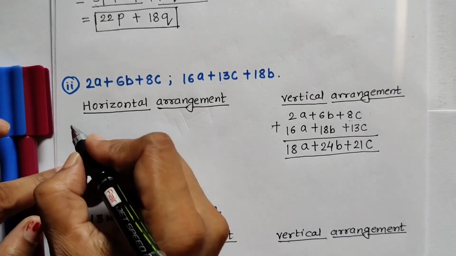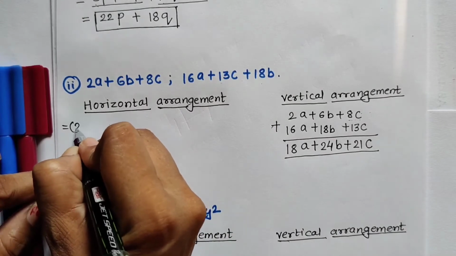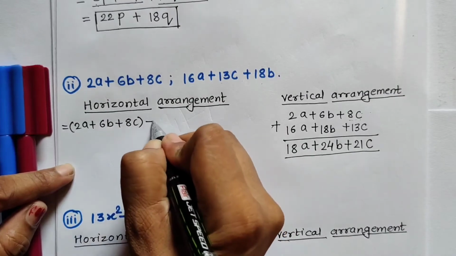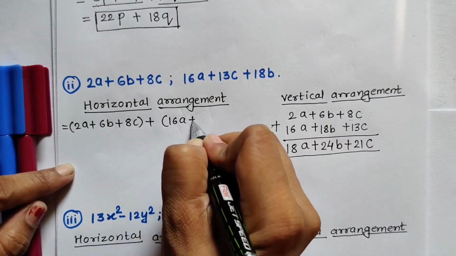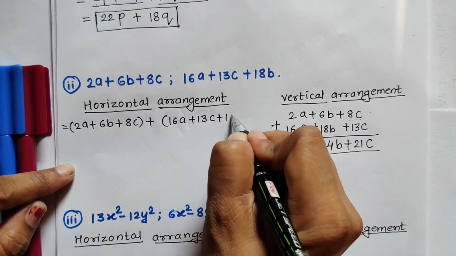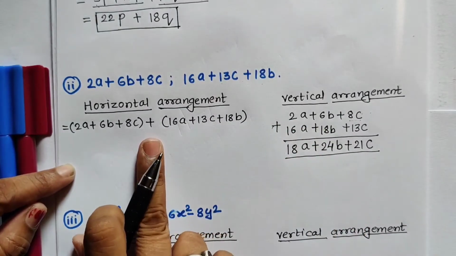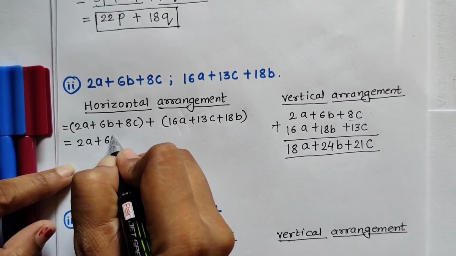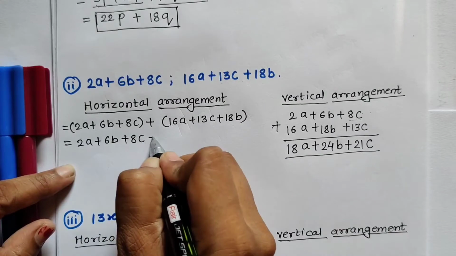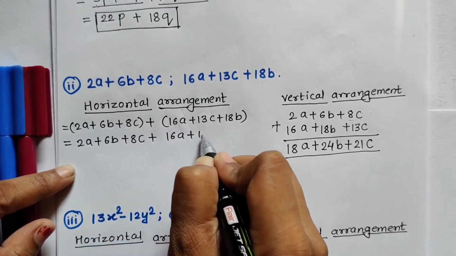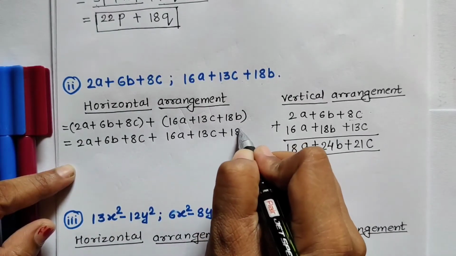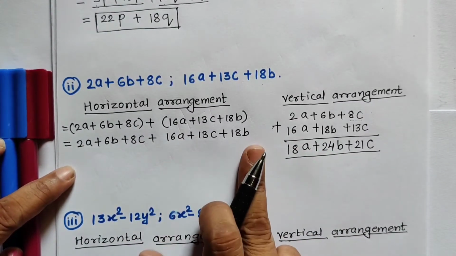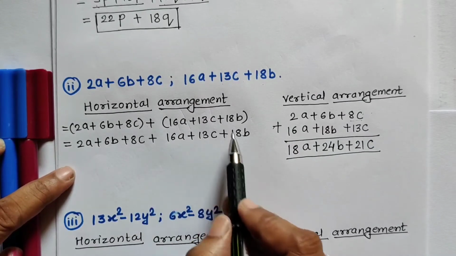Here in horizontal arrangement we write the trinomials in brackets first. I have written both the trinomials in brackets and I put the plus sign between these two brackets. Now the next step is we have to remove the brackets. Do not write the brackets in the next step, because a plus sign is there in front of the second bracket. We don't need to change the sign of the second bracket. Why? Because plus plus is plus.